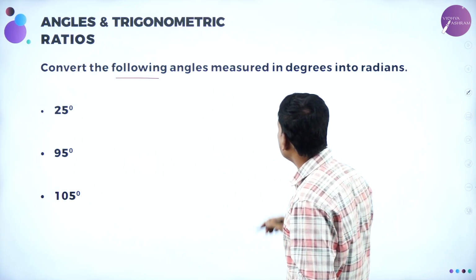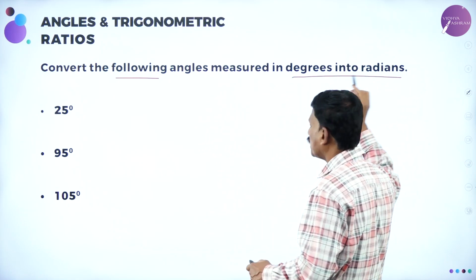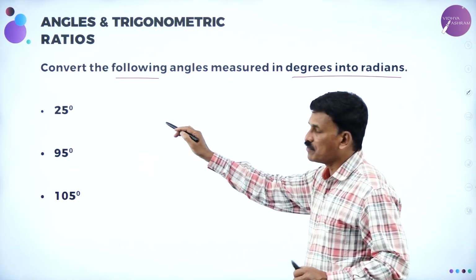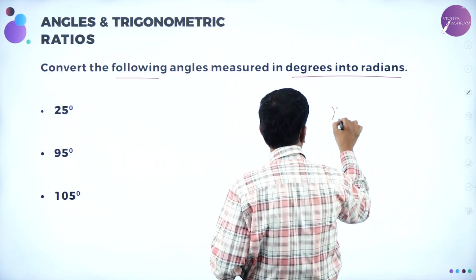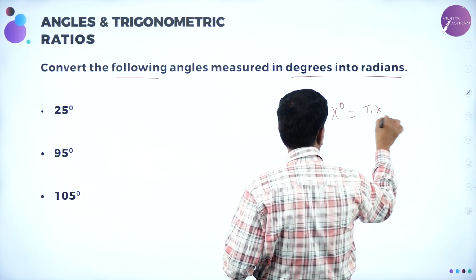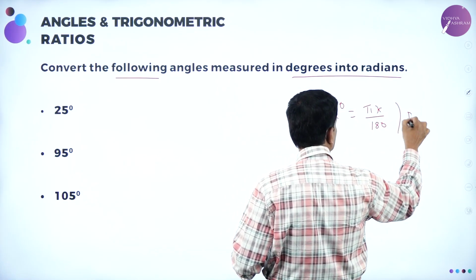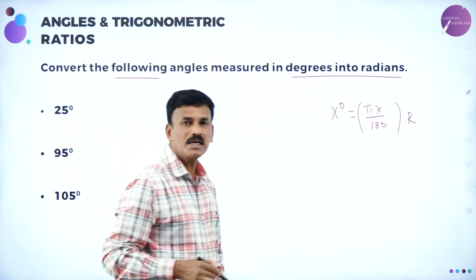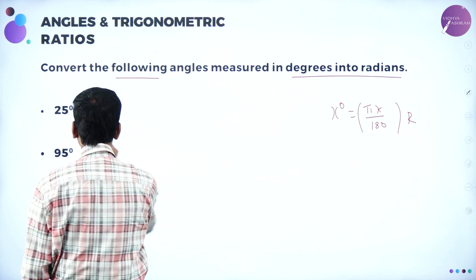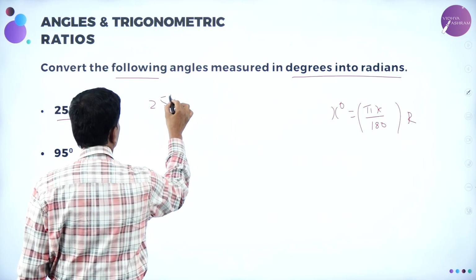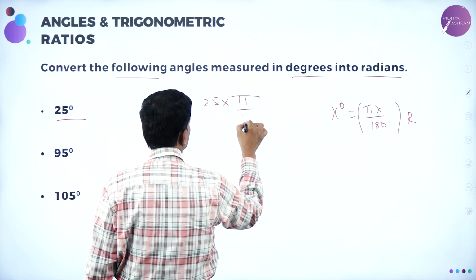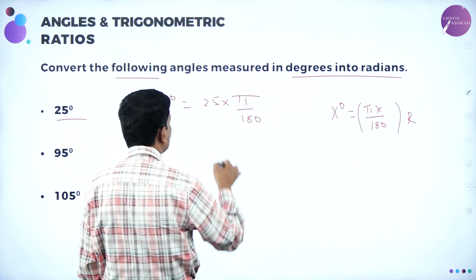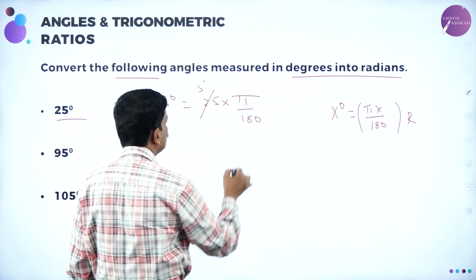Convert the following angles measured in degrees into radians. To convert degrees into radians, what is the formula we are going to use? That is x degrees is equal to pi x divided by 180 radians. Now, let us move on to the first one, 25 degrees. 25 degrees can be written as 25 into pi by 180. Let us divide by 5. 5 fives are 25.